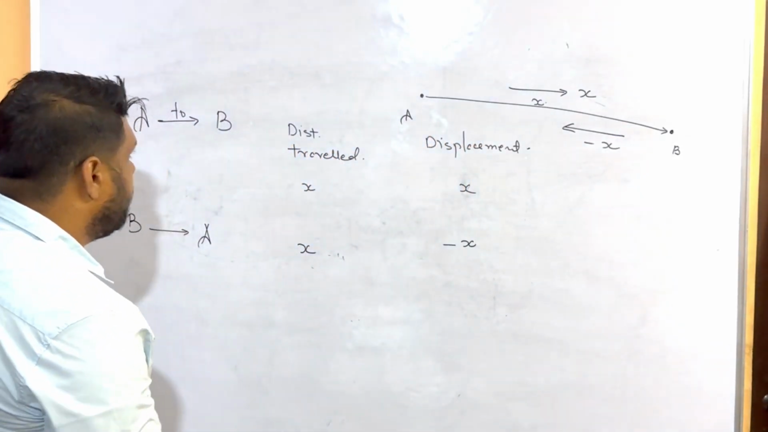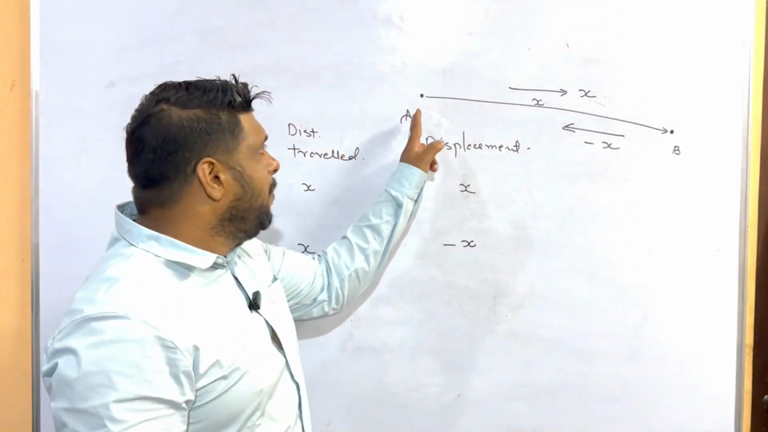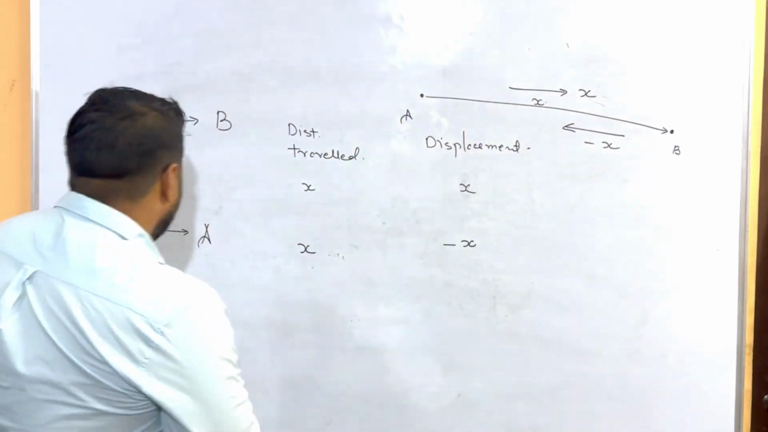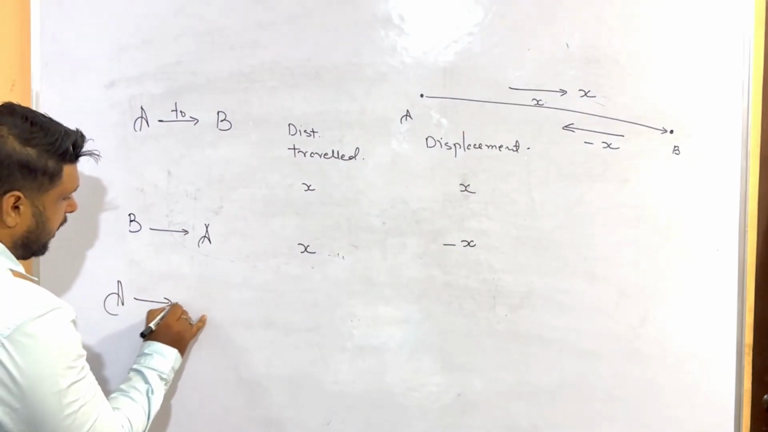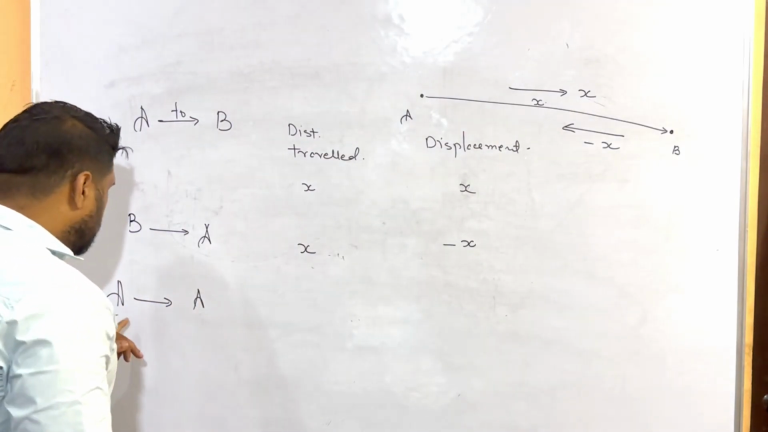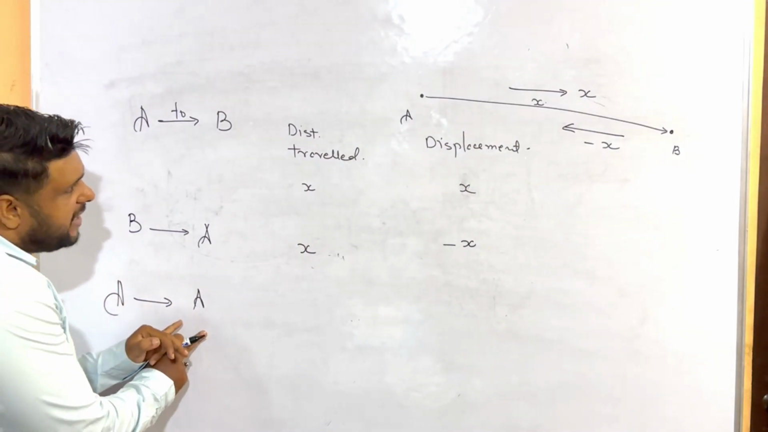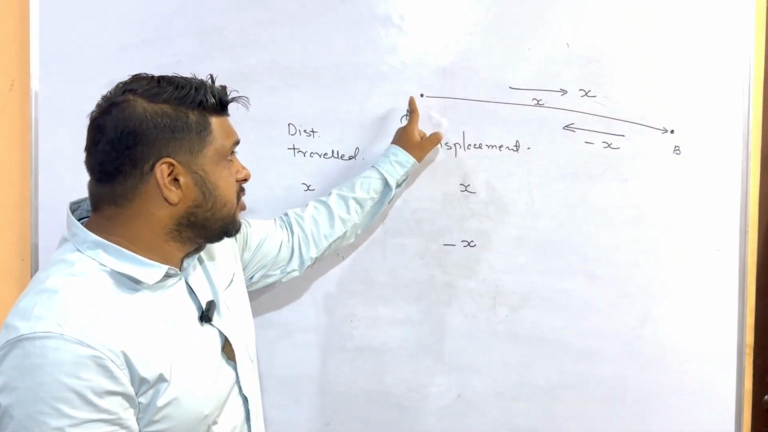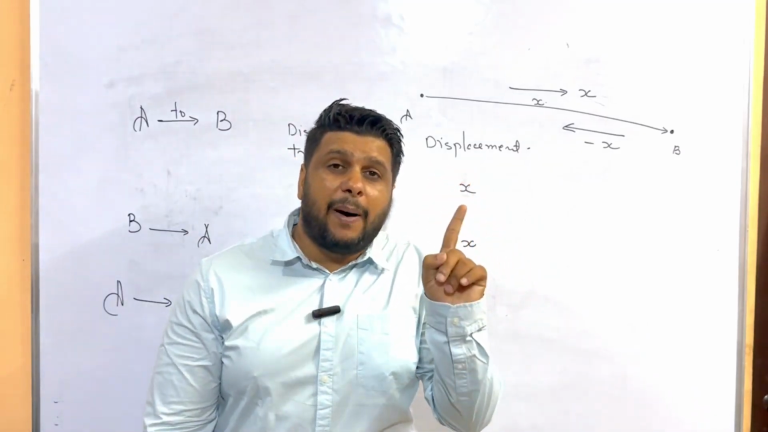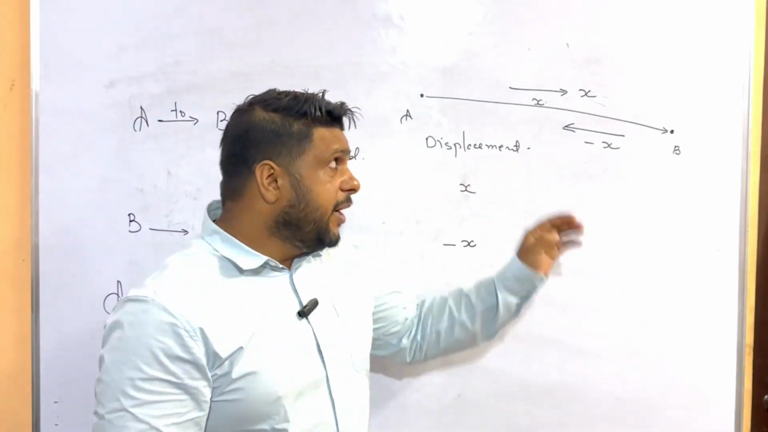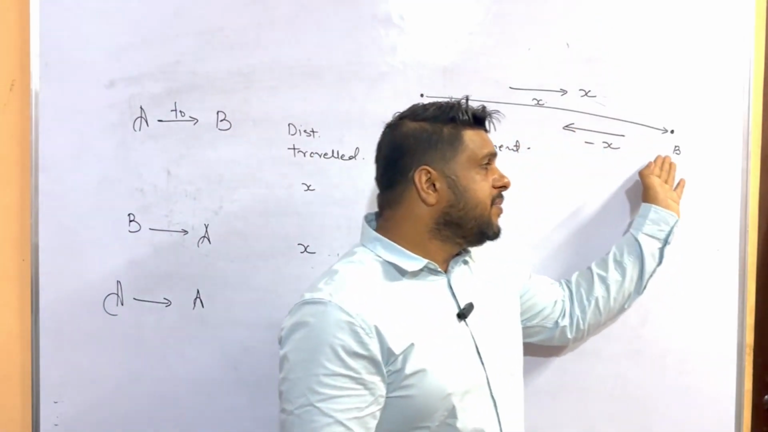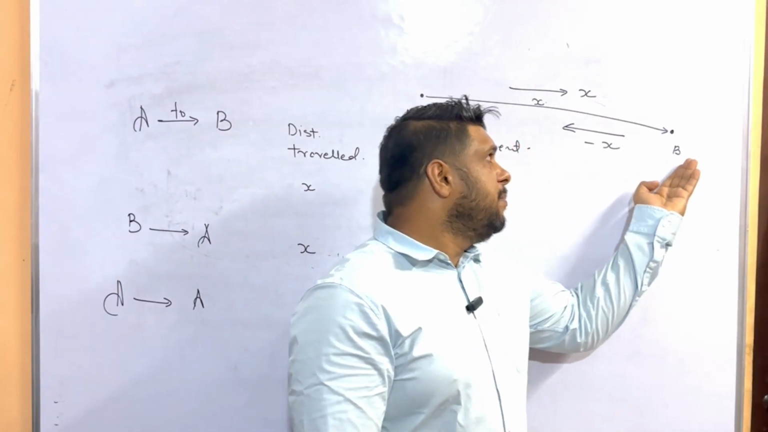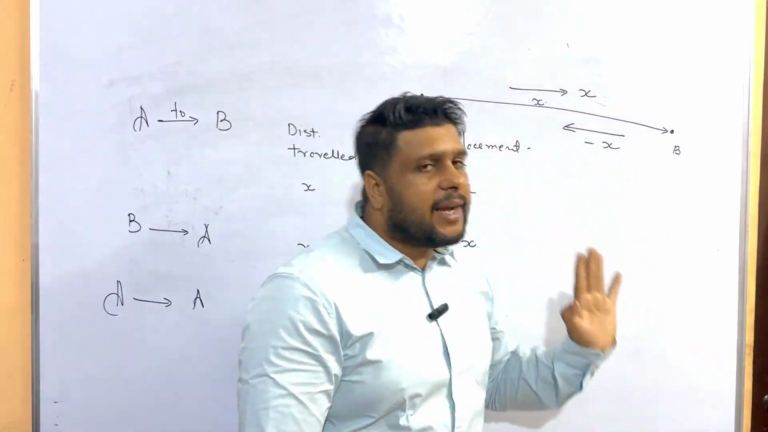Now if you see the whole scenario, the body started moving from A to B, B to A. So from A to A. Here the initial point is A and the final destination is also A. Distance is the actual path traveled by an object. So it started moving from A to B. It traveled x kilometers. Then again it traveled from B to A. It again traveled x kilometers.